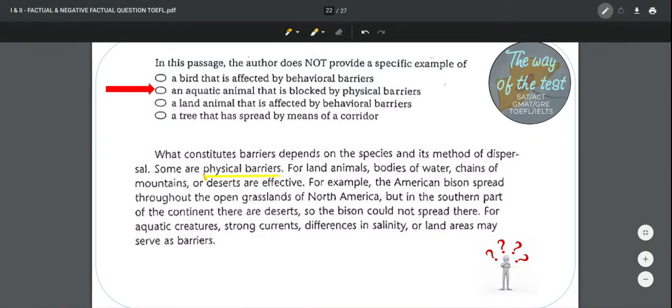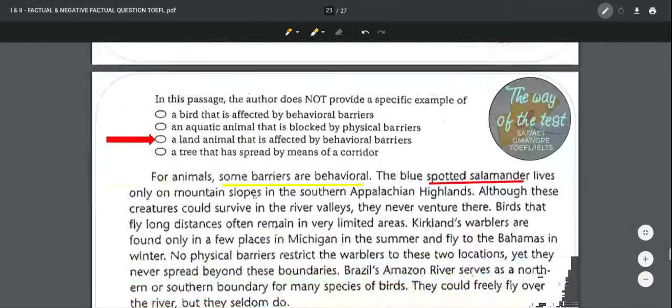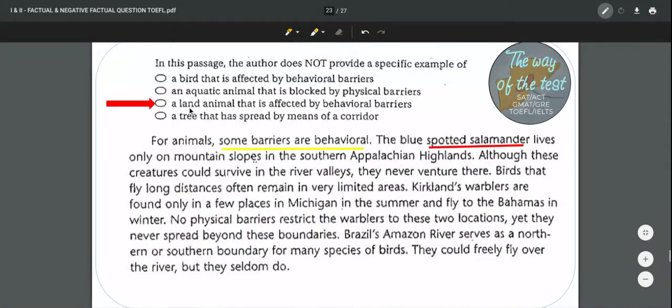So we go to the physical barriers passage, and we look for, and we do not find, any aquatic animal, right? Again, we do find a mention of water, but we definitely don't find any mention of an aquatic animal. So that may be our answer. Now we're going to go to C, and we find a land animal that is affected by behavioral barriers.